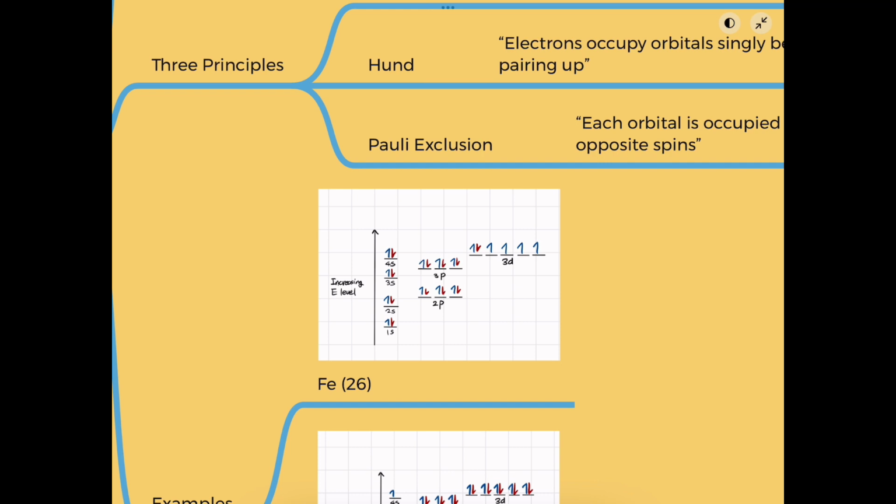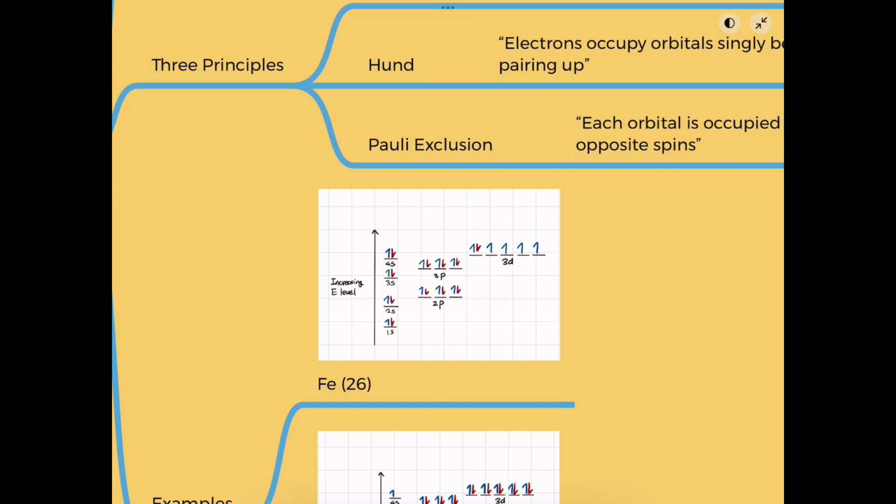According to Hund's principle, as you can see in the 3d orbital, the blue electrons first fill each orbital, then the other red electrons with other spins start to get introduced. Finally, each orbital only has a maximum of 2 electrons according to the Pauli exclusion principle.